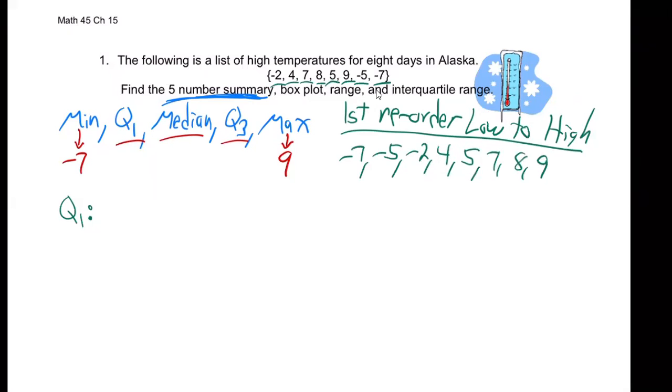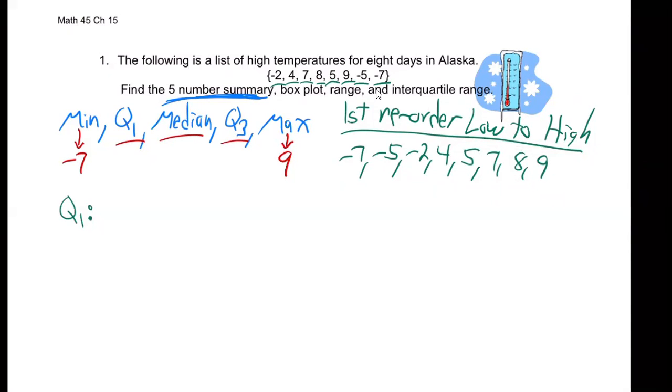Now you want to double check. On an exam especially, you don't want to accidentally drop one. So I would just count them. It says 8 days. There's 1, 2, 3, 4, 5, 6, 7, 8. Do we have 8 here? 1, 2, 3, 4, 5, 6, 7, 8. Yeah, looks good. I didn't drop or lose any. So that's the first step. We need to reorder the numbers low to high. Now let's get back to Q1.